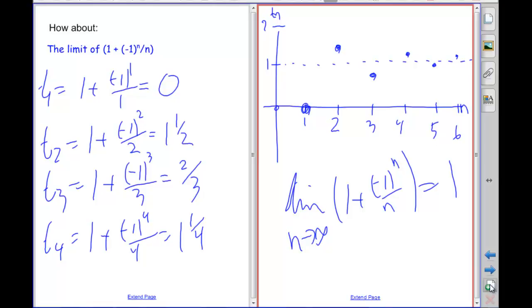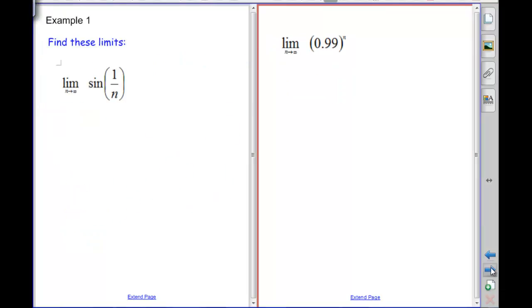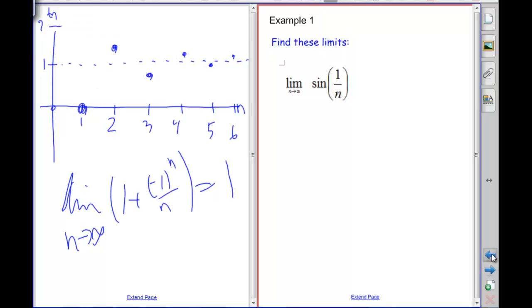Especially when you set this up on a spreadsheet or look at some values on your calculator, we have some tricks for doing these limits. And here's an example, let's just try this on the calculator. Okay. The limit as n goes to infinity of the sine of 1 over n. Let's look at a couple of approaches on this.